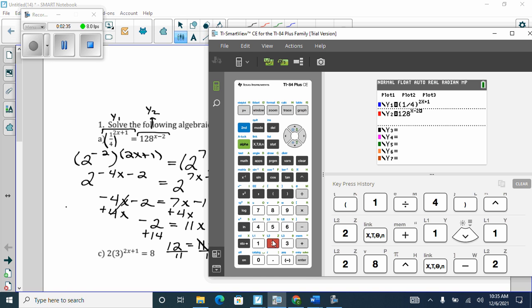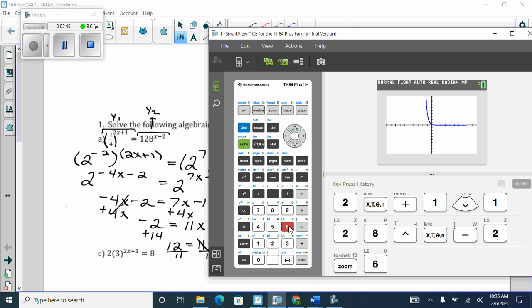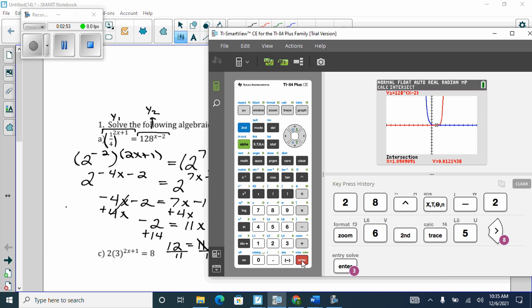Now, I know it's going to be 12 over 11, which is 1 point something, correct? So I know my x max and min have to involve a 1 point something in it, which a normal window would anyways. So I'm going to go zoom 6. I'm going to go second trace 5. Enter, enter, enter. Now I get this 1.0909, etc., etc. Correct?